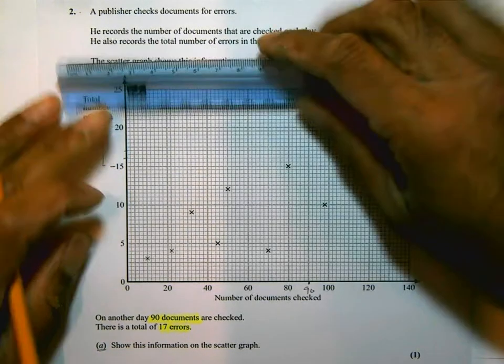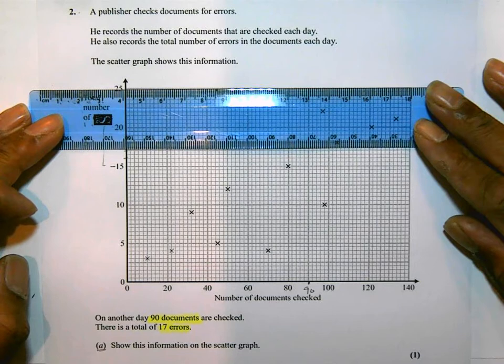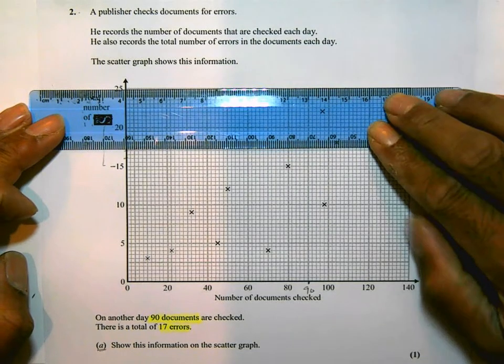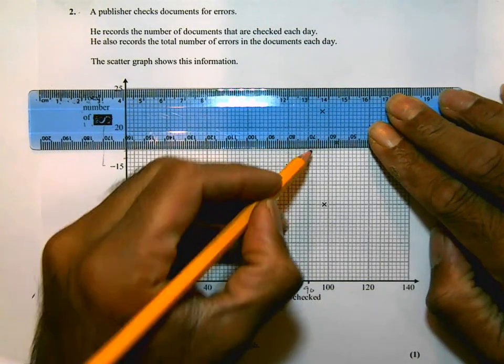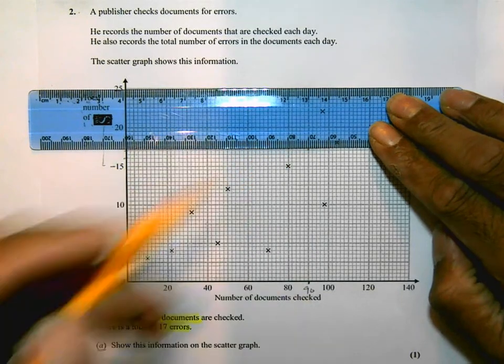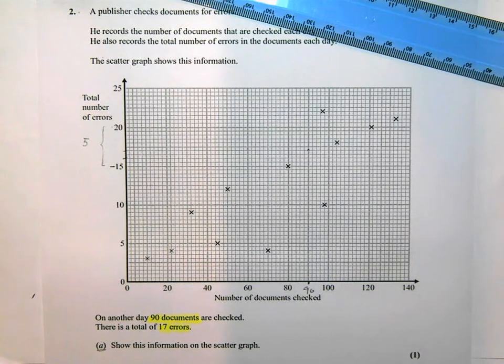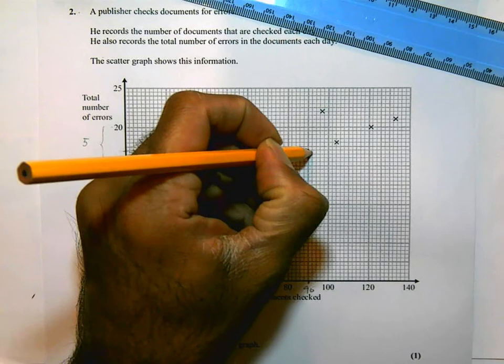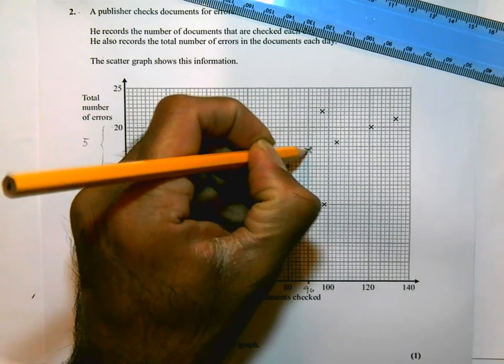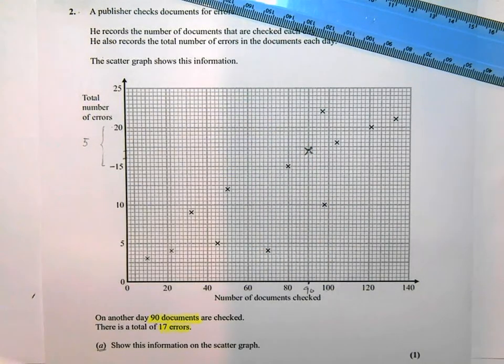So for 17, I need to go along this line here. I'm going to use my ruler because it is really important that you are accurate when you're putting your cross, because you're not going to get the mark if it's in the wrong space. Even if it's very close to it, you're not going to get the mark. So that cross there will get me my mark for part A.